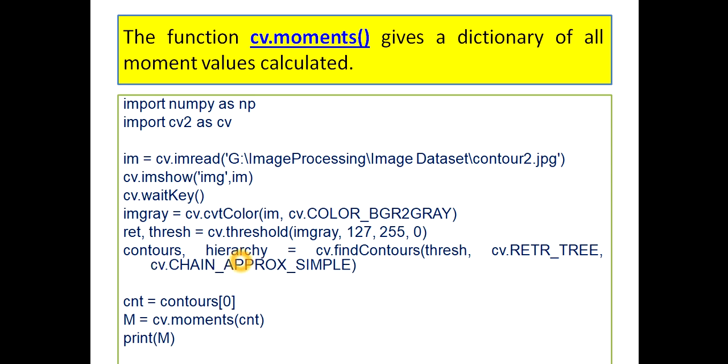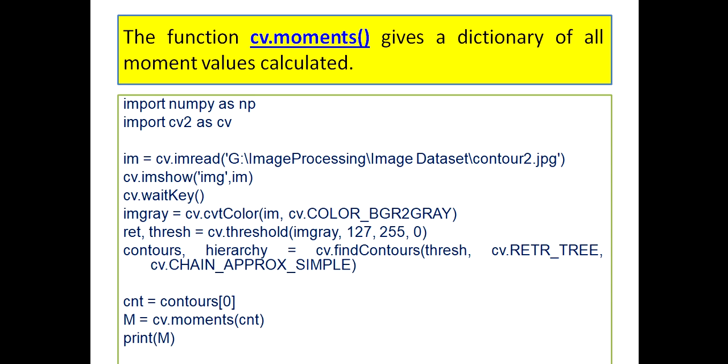Then we have found the contours, with contours and hierarchy from cv.findContours, thresh, cv.RETR_TREE, cv.CHAIN_APPROX_SIMPLE, and cnt is contours[0], and M is equal to cv.moments(cnt). Okay, so now I have explained each of these arguments in my last lecture, so I'm not going to repeat the same again. So please refer to the last lecture to understand these different arguments.